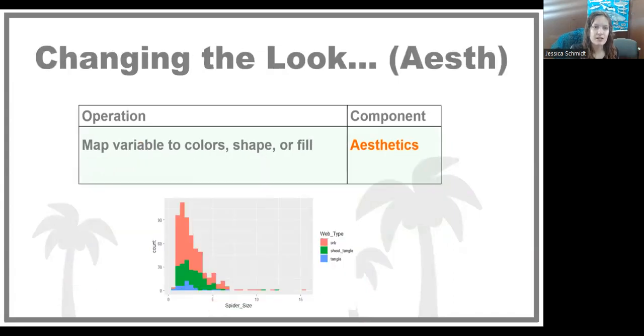Here's an example of the aesthetics. Here I'm actually mapping a variable to the aesthetics. So in our histogram, we see that the color is based on web type, with the 3 web types having 3 separate colors in the histogram.